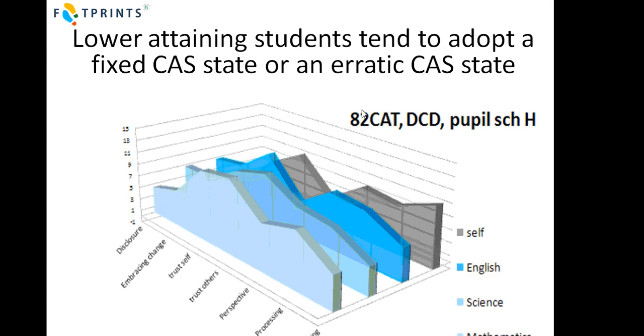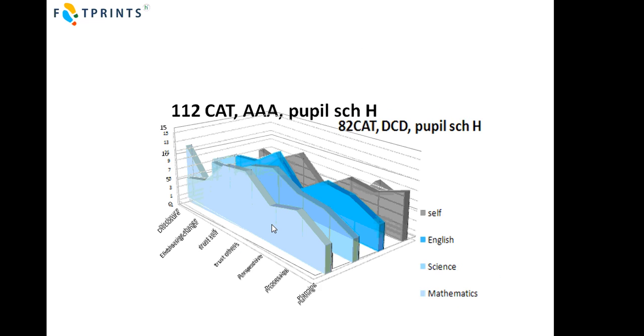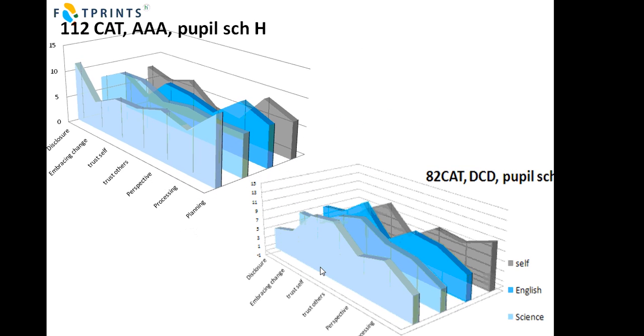So this student, who has a lower CAT score, cognitive ability test score, is predicted to get much lower grades. This student shows a very different pattern of modulation, much less modulation, and rather inconsistent, unpredictable modulation. Again, this pattern shows high trust of self and indeed low trust of others. So if we compare the two, we can see two very different patterns in terms of the variation seen across here compared to this student.